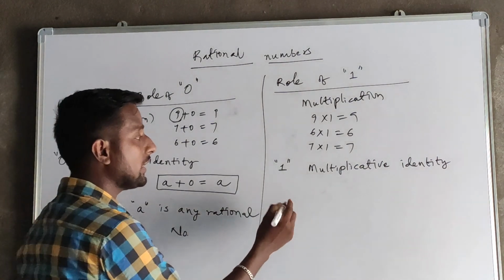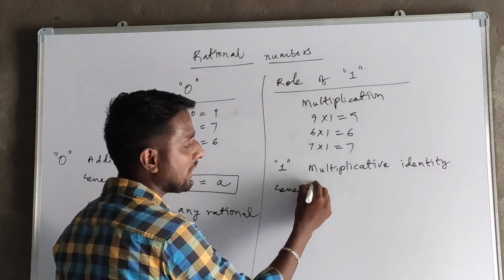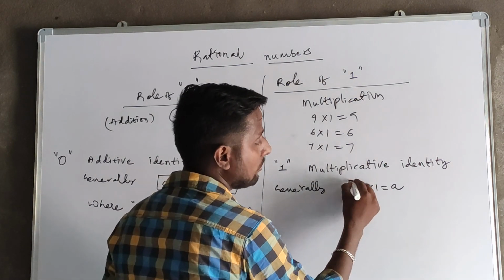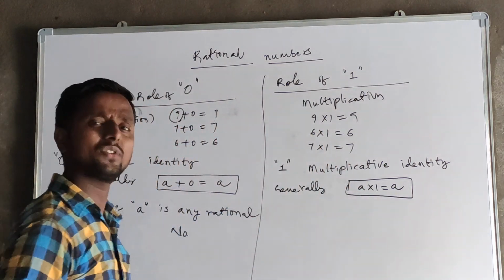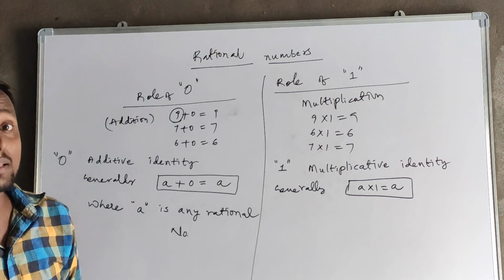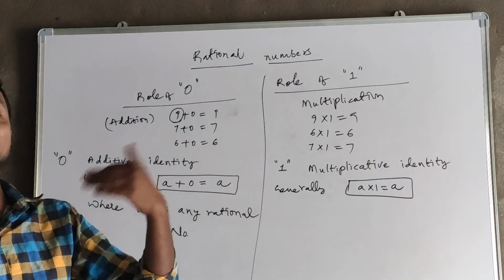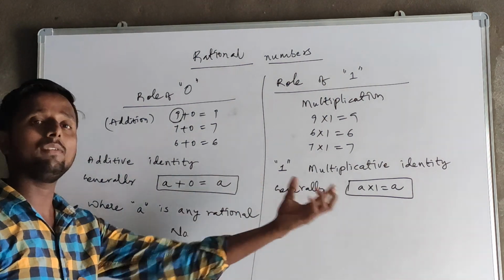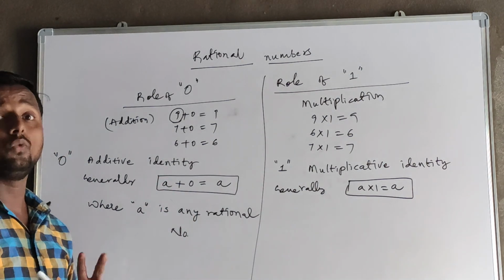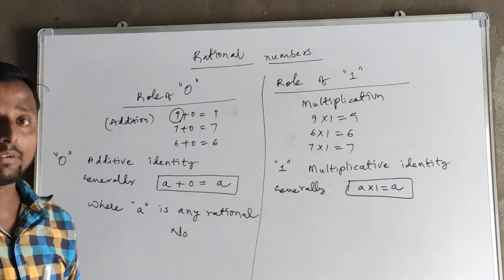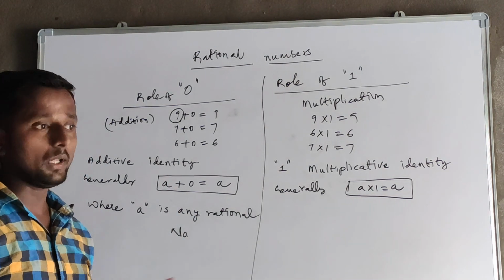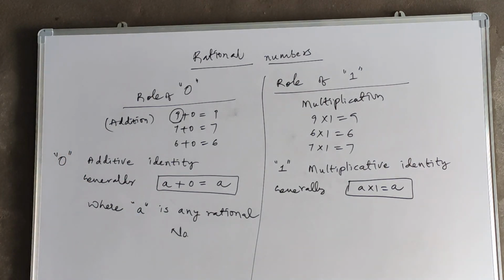Next, the same thing: A into 1 is equal to A. Correct? General form. Same. What will we write here again? A is any rational number. That means in the place of A, you can use any rational number, and this property will be satisfied. What did we learn now? We learned two things: one is about the additive identity and one about the multiplicative identity. Okay? Let's go with one more topic.